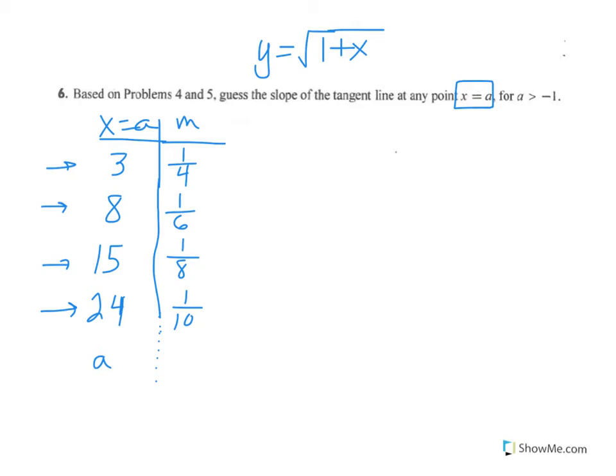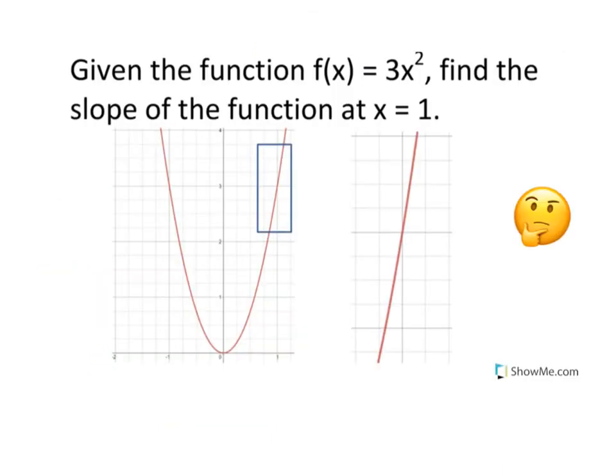So for any x equals a, the slope ends up being 1 over 2 times the square root of 1 plus a. And that was a little bit difficult to come up with on your own, but again, we call this the derivative, the slope of the tangent line, later on in chapter 2. This group work was just an introduction to exploring how we figure out the slope of the tangent line. So in summary, we can find the slope of any nonlinear function around any given x-coordinate by zooming in on that interval that we're looking at.